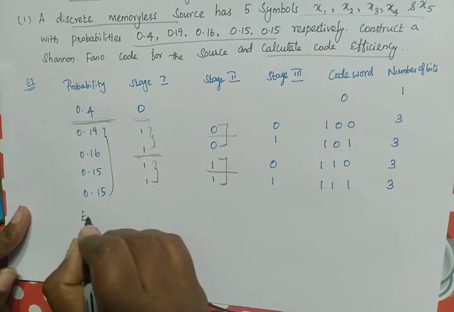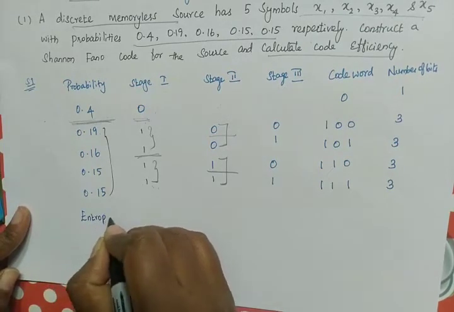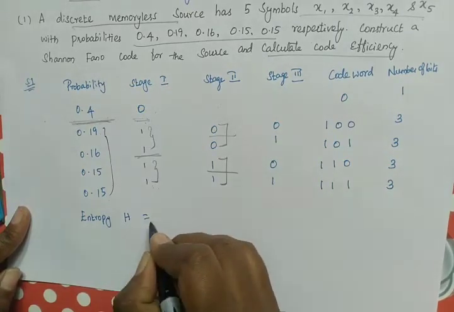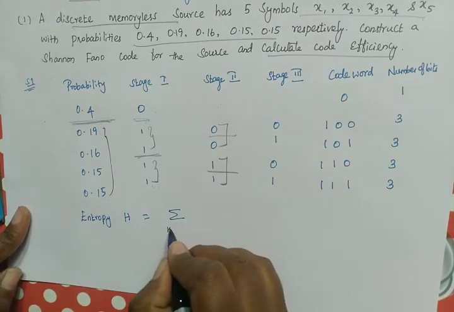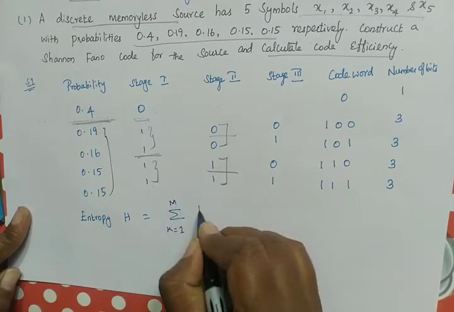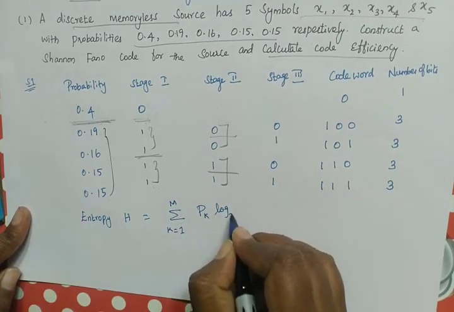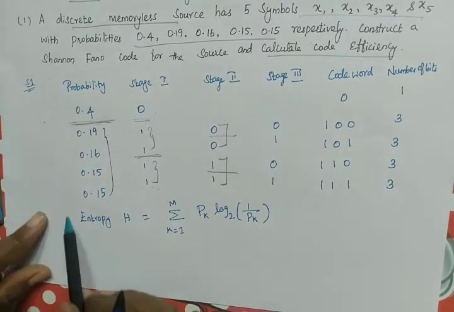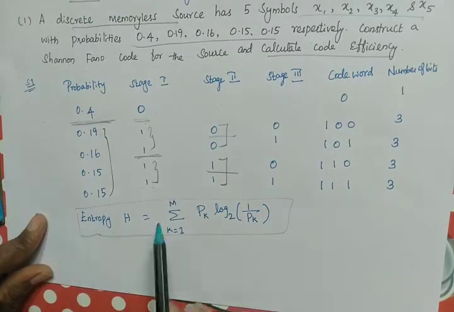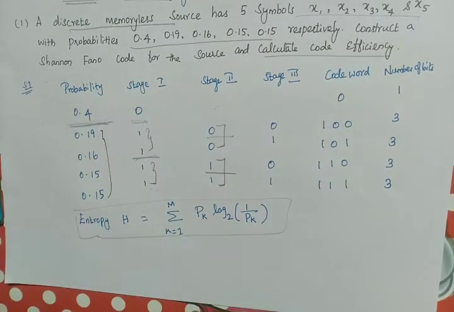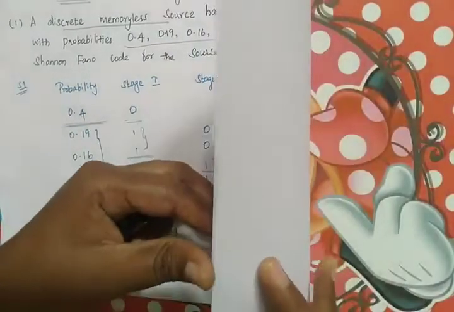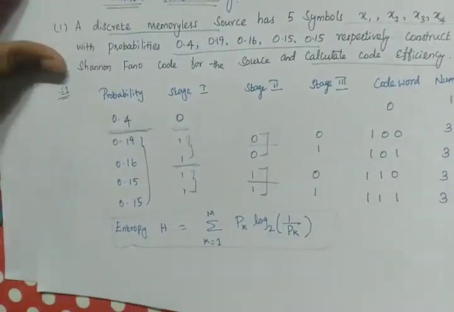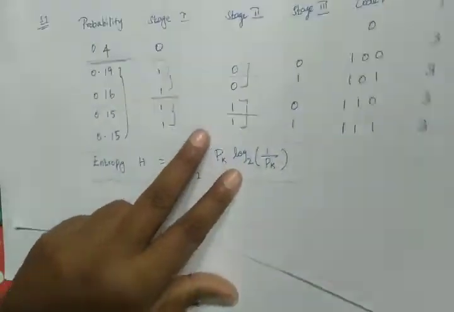Entropy. So how can we find this entropy? Entropy is written as H. Entropy H is equal to summation k equal to 1 to M of Pk log base 2 of 1 divided by Pk. This is the formula for entropy. Now we have to substitute these values in this equation so that we can find the entropy value.